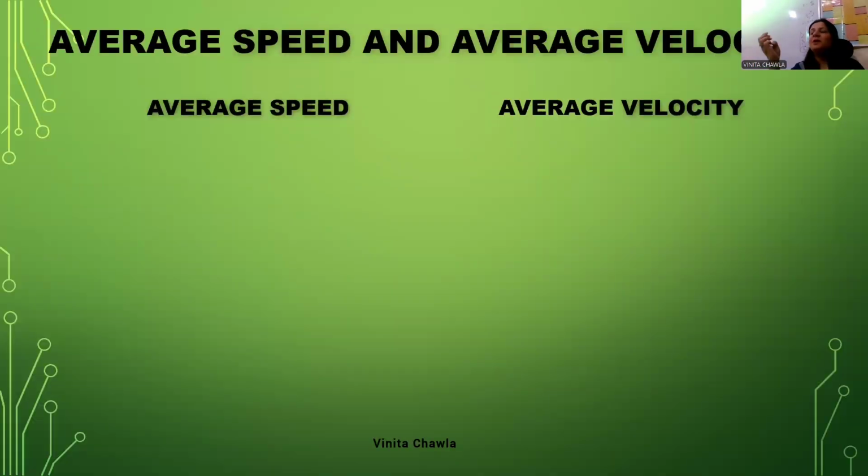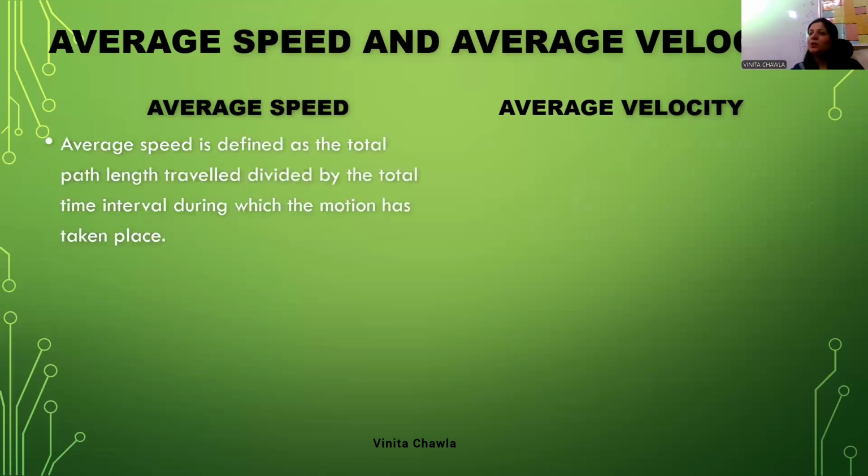So next we have average speed and average velocity. So what is average speed? This we have covered in the previous class, right? Total distance upon total time. And average velocity is total displacement upon total time taken.